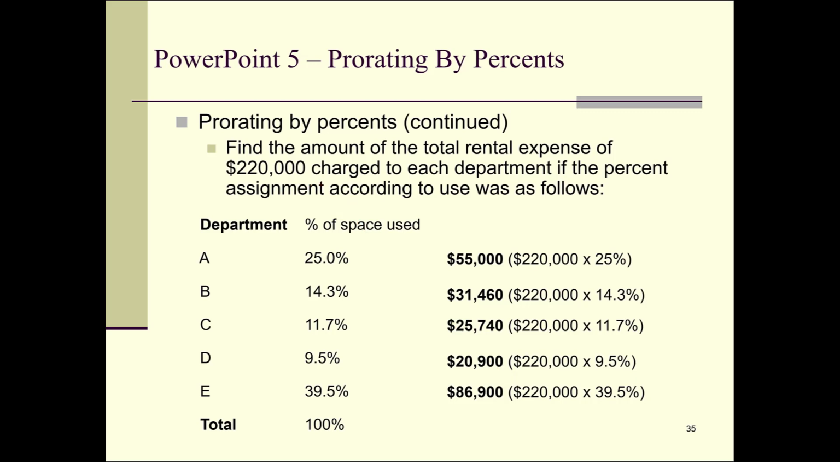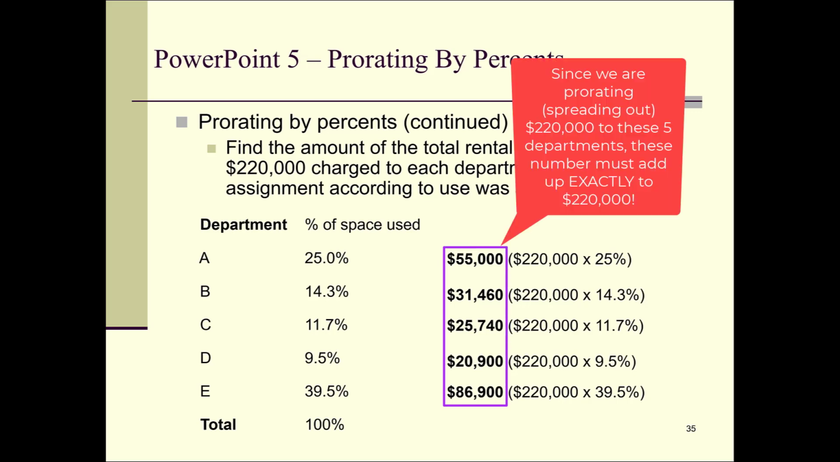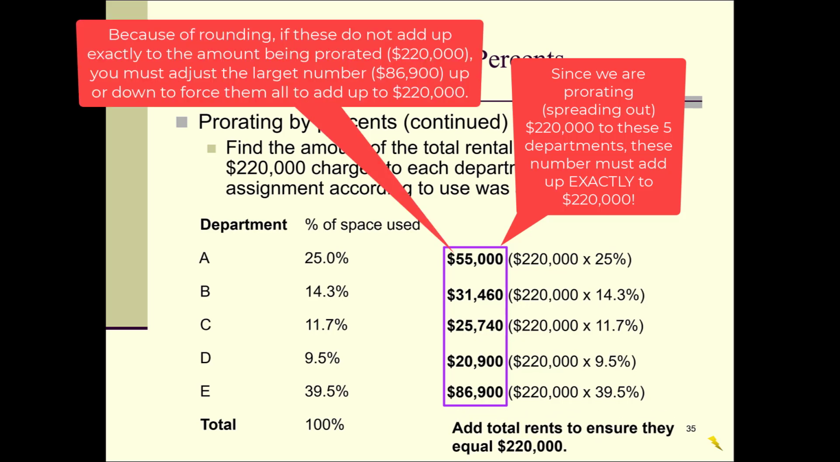Now, this is the part that students always forget. You need to add up these numbers, $55,000, $31,460, etc., to make sure they add up exactly to the $220,000. In this case, they do. But if they did not, what you would do is find the largest department, in this case Department E, and adjust its number, the $86,900, either up or down to make sure that those numbers equal $220,000 exactly. Again, we don't have to do that with this one because they do happen to add up to $220,000 exactly, but they won't always.